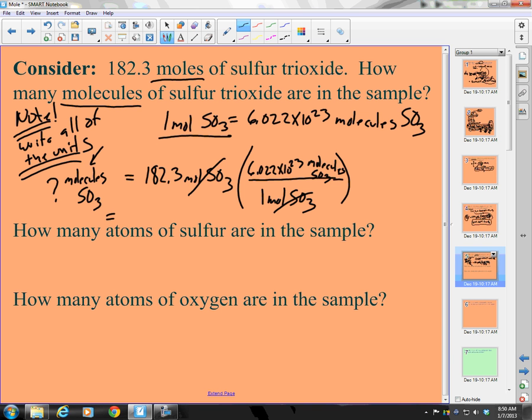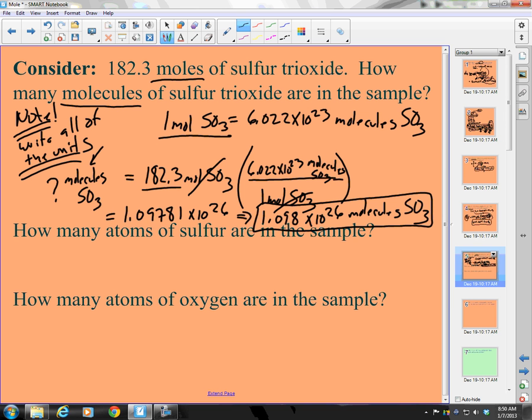182.3 times 6.022 times 10 to the 23rd. And I get 1.09781 times 10 to the 26. Now, how many sig figs can I get out of that? Four here, four there. So I can only get four sig figs. So it is 1.098 times 10 to the 26. What? Molecules. Molecules of SO3. Great. That is our answer.